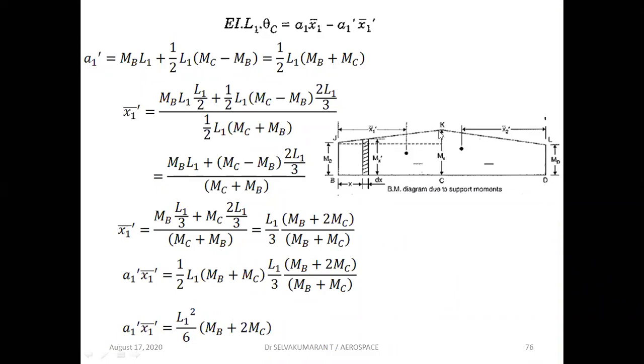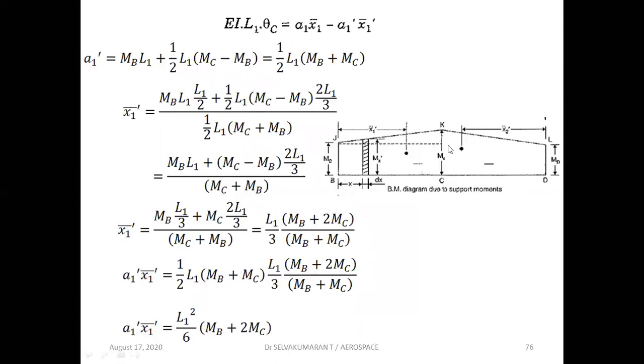Let me split this into one rectangle and one triangle: MB into L1 plus half into L1 into (MC minus MB). So I get the total area of the bending moment diagram on span BC. Now x1 bar dash. Usually, how will you calculate x bar if any section is given? X bar is nothing but, if two sections are given, (A1 x1 plus A2 x2) divided by (A1 plus A2). Just like the same thing. This diagram is a combination of a rectangle and a triangle.